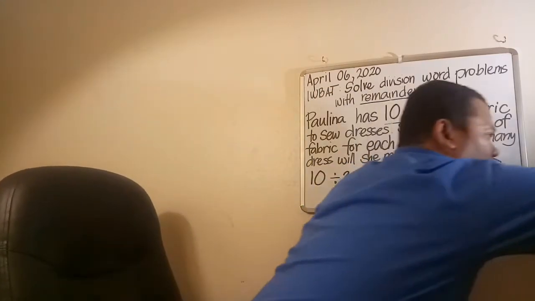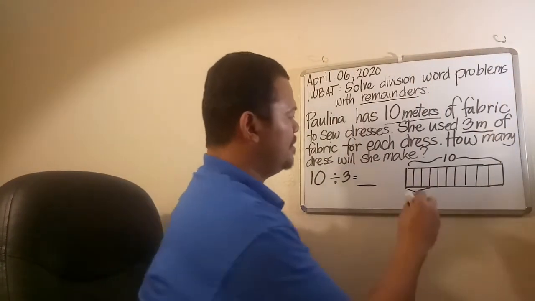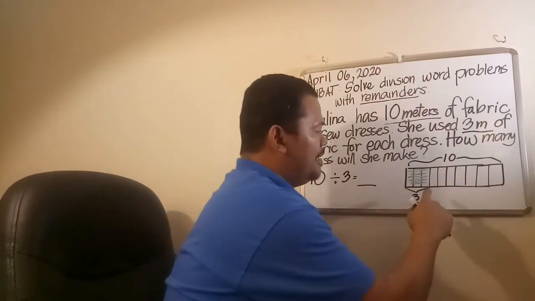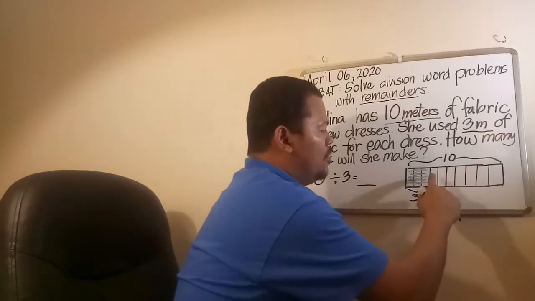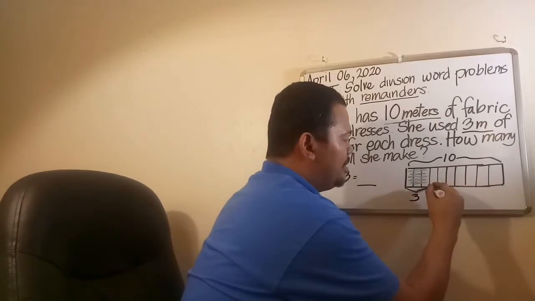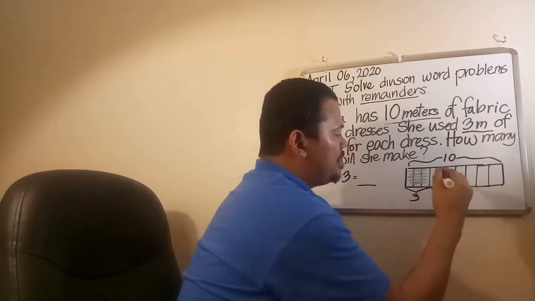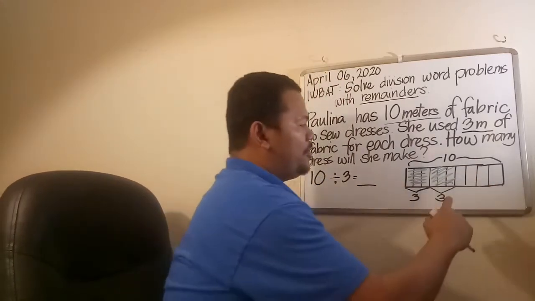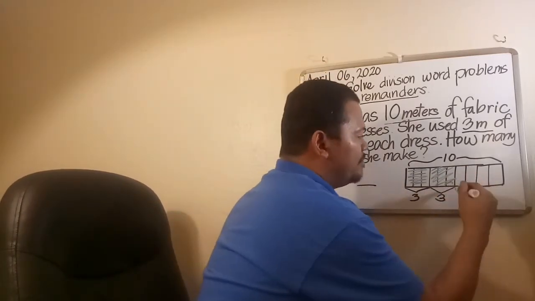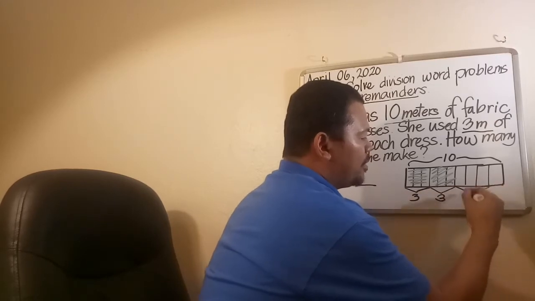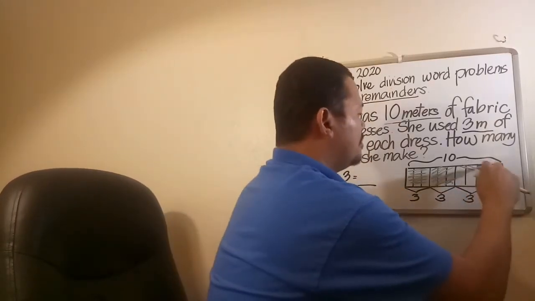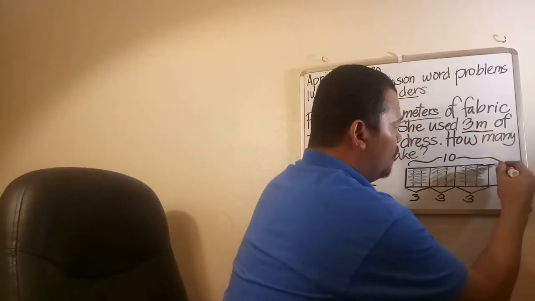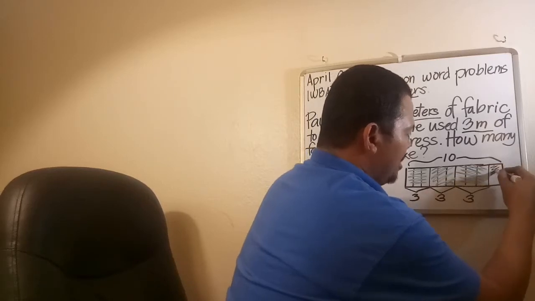Let's try to shade this with color. This is 3 meters. Okay? Let's try to find out again how many 3 meters again. 1, 2, 3. So this is again 3 meters. Let's try to shade it again. Another 3 meters. 1, 2, 3. So this is again 3 meters. And we got here 1 only. So let's try to shade this one.